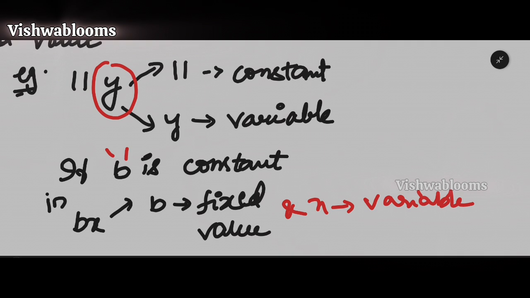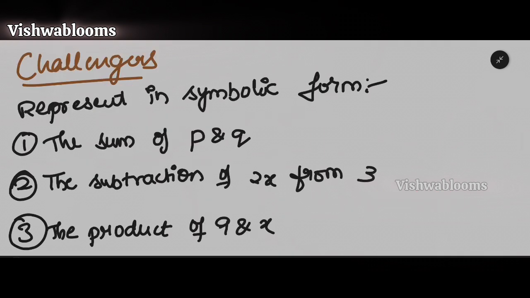Now we will see the challengers. In the challengers, there is only one section that says: represent the following statements in symbolic form. The sum of p and q is p plus q, that's it. This is how we represent it.